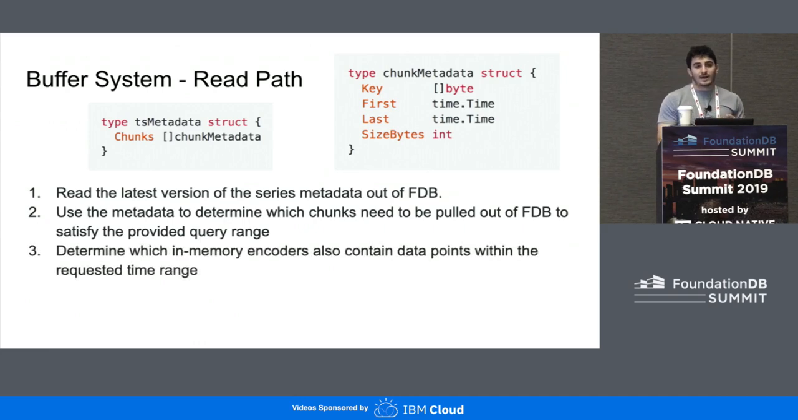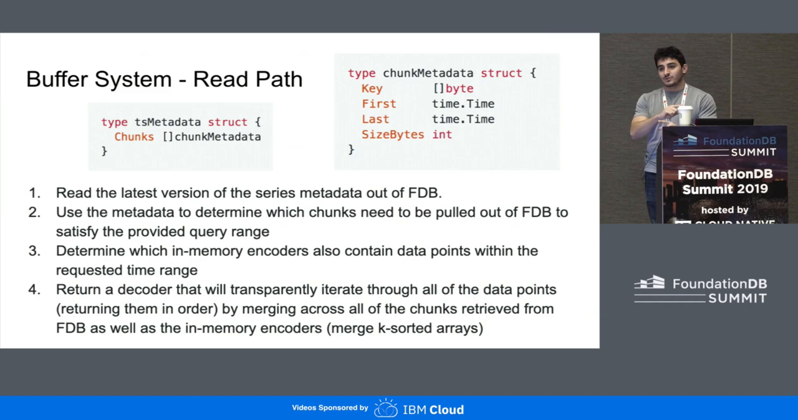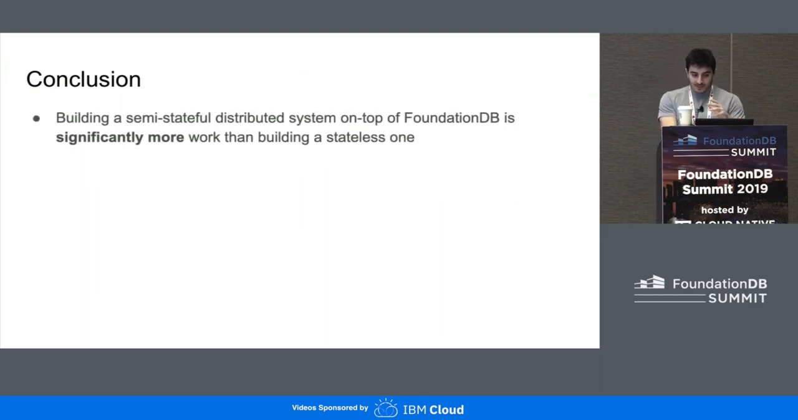You also need to look at if you have any in-memory encoders that haven't been flushed to FoundationDB that contain data for the time range. And then you just merge across all of those compressed chunks and return to the user like a merge stream. It's basically the same algorithm as merging k-sorted arrays. There's nothing complicated there.